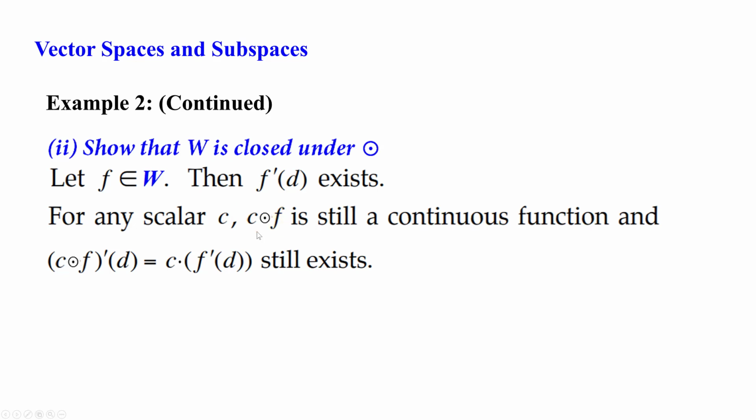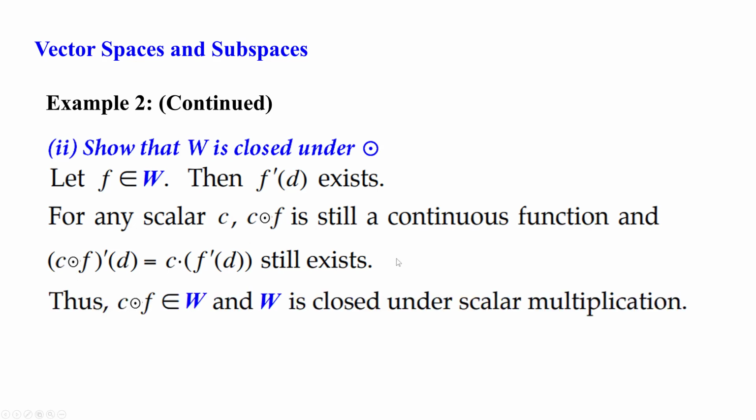Well, of course it is. We know the calculus, and the proof is straightforward. Scalar multiples can come out of the differential operator. So the derivative of c times f at D is c times f prime of D, and clearly this is a number. Therefore, c times f as a function is differentiable at D, completing the proof of this sub-part. c times f is in W, therefore W is closed under scalar multiplication.